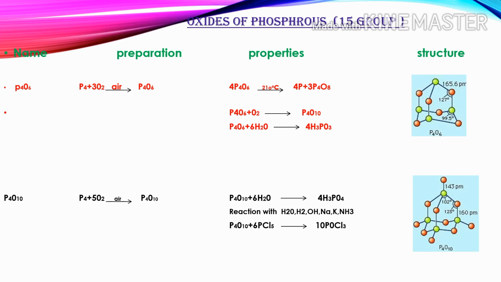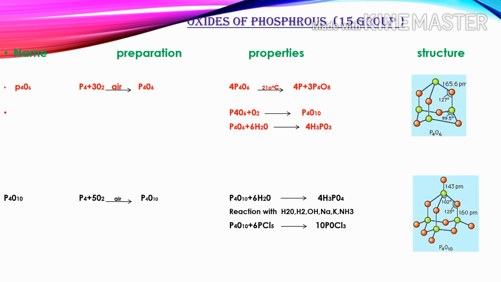Now the properties. When it is heated above 210 degrees centigrade, it decomposes to give red phosphorus. The formula of red phosphorus is P4O8. It is oxidized to the pentoxide. Phosphorus trioxide is an acidic oxide, meaning when it reacts with water, it forms phosphorus acid. The formula of phosphorus acid is H3PO3. These are the properties of phosphorus trioxide.